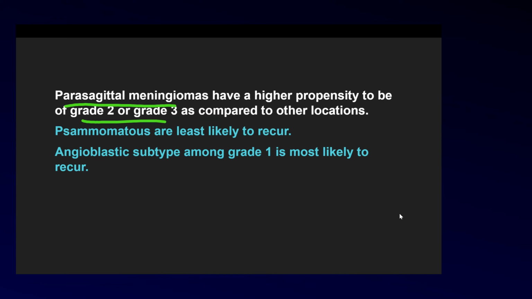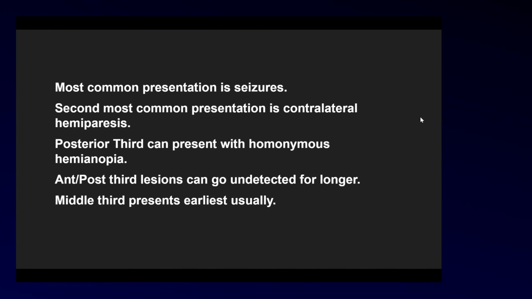Psammomatous, we know they are one of the most benign types. Even in the grade 1, they are least likely to recur, whereas angioblastic subtype, even though it is among grade 1, is most likely to recur. Apart from this, let's discuss the clinical presentation now. We know that the most common presentation is seizures.